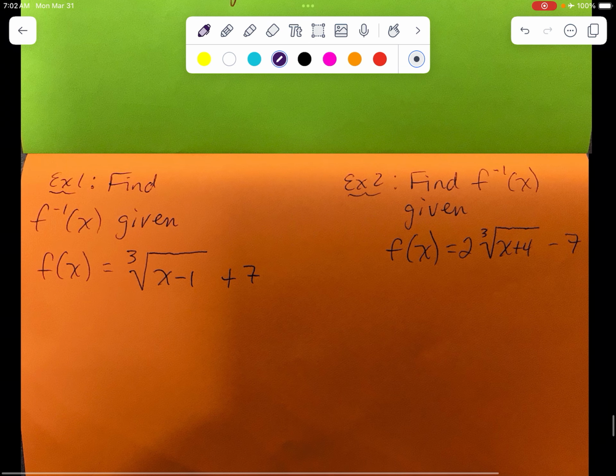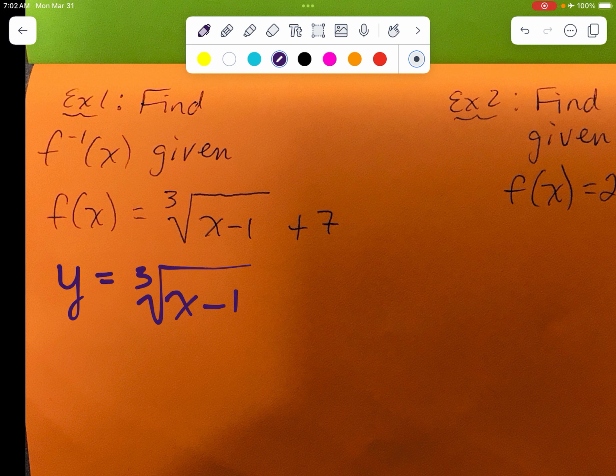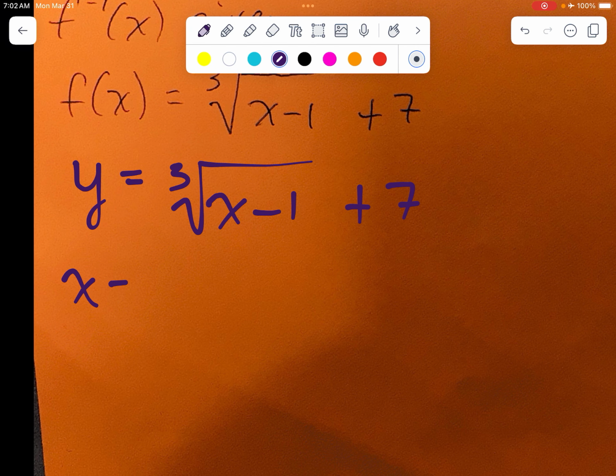Let's take a look at a couple of examples here. We want to find the inverse given the equation, the cube root of x minus 1 plus 7. So step 1 is rewrite the equation, and you can really skip this step. If you know that this right here is the y variable, then you can go ahead and just switch x and y. But for this example, we're just going to rewrite it. Now we're ready to switch x and y. So now we have x equals the cube root of y minus 1 plus 7.